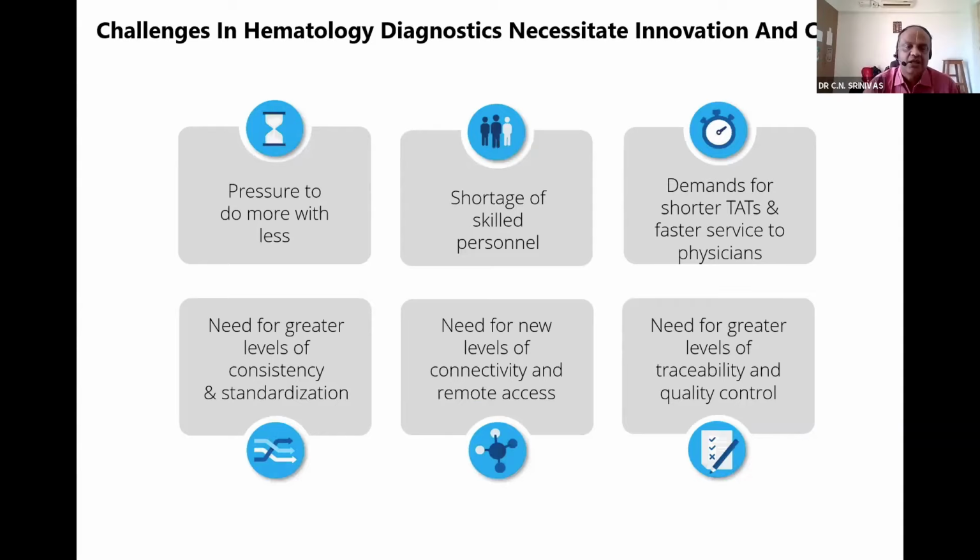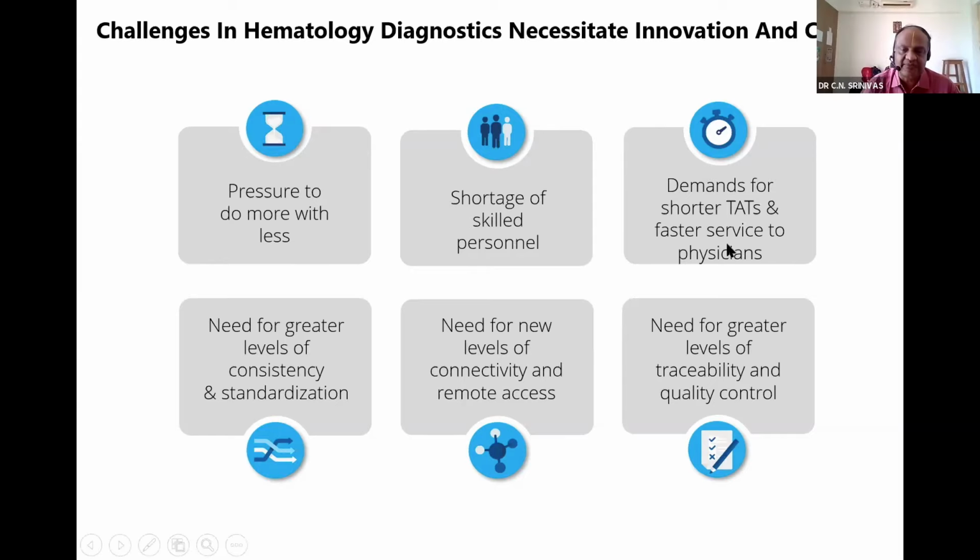So the pressure to do more with less will be removed, because you have an imaging system which can finish the scanning of the slide within a span of about 10 to 15 minutes, and it can give you beautiful images of the WBCs, the RBCs, and the platelets itself. The shortage of skilled personnel can be addressed, and remote consultation can be done because the pictures can be transferred via the internet or the intranet, or through links of the imaging to mobile phones. So smartphones can also be used for accession.